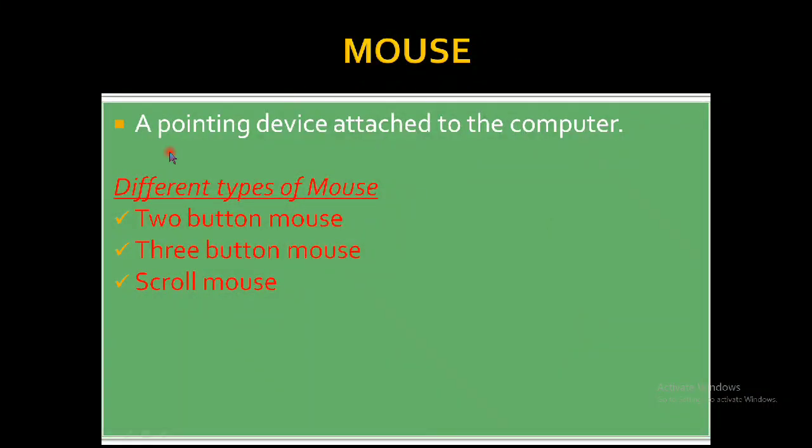Next is the mouse. So what is a mouse? A pointing device attached to a computer is known as a mouse. The work of a mouse is to point at things, to draw and to select any object. There are basically three different types of mouse: two button, three button and scroll mouse. Two button has only two buttons, three button has three buttons, and instead of a scroll bar there is one more button. In the scroll mouse, which is what we are using today, there is a scroll button.